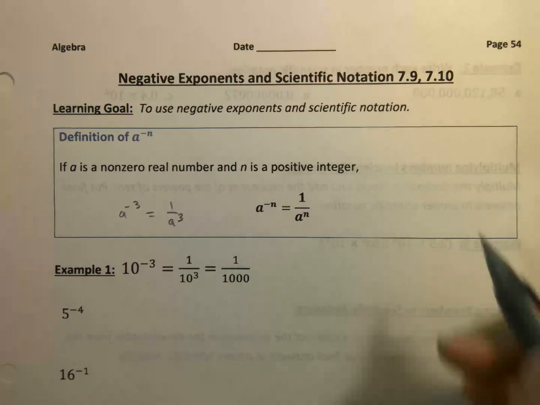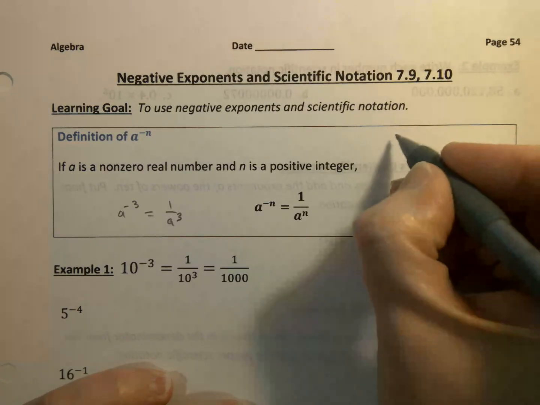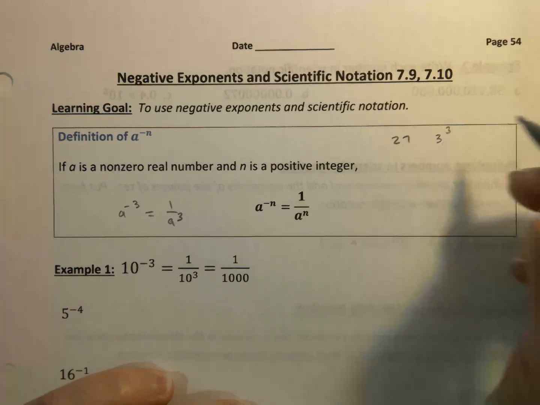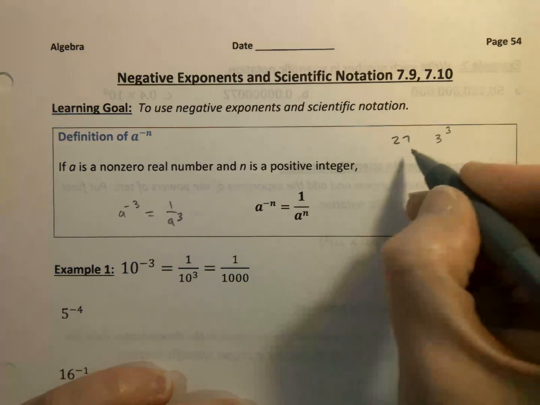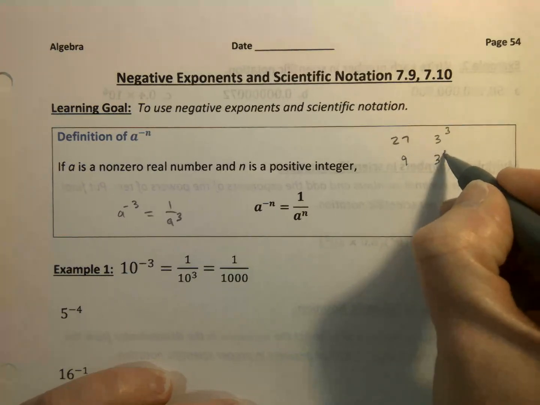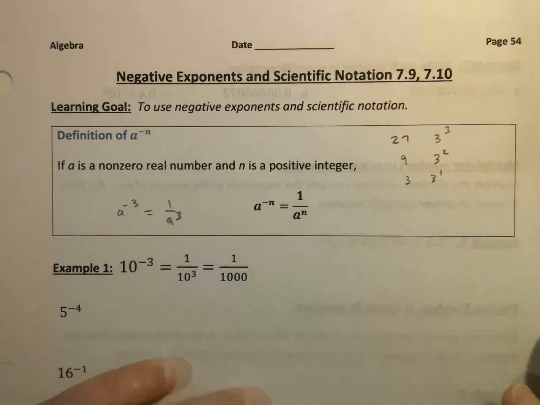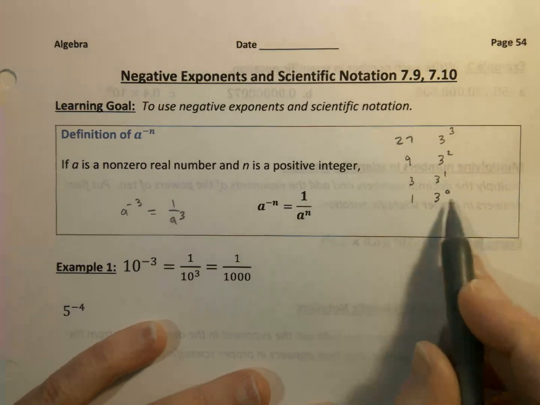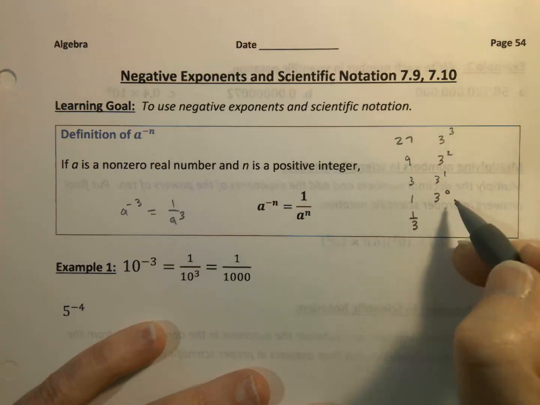And that works because, let's look at our patterns here. We're going to use 3. So 27 is 3 to the third power. Okay, if I divide that by 3, this is going to give me 9, which is 3 to the second power. Divide that by 3 gives me 3, which is 3 to the first power. Divide that by 3, I get 1, which is 3 to the 0 power. Remember, anything to the 0 power is 1. If I divide that by 3, I have 1/3.